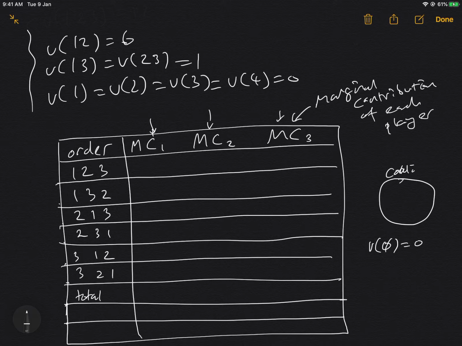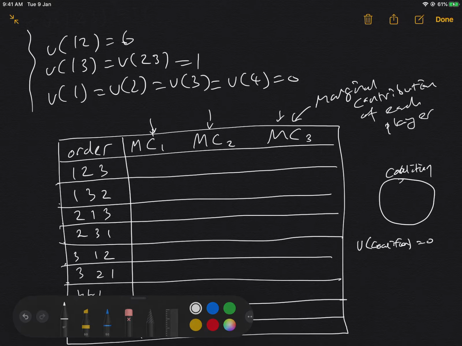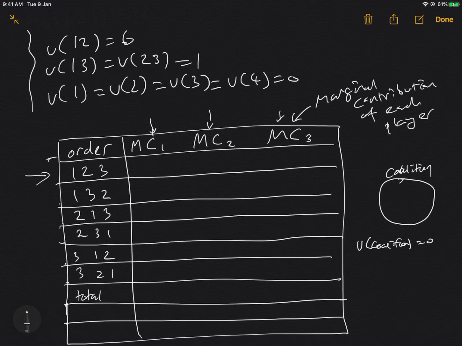So call this coalition, and we're gonna say that at this point, the value of the coalition is 0. Now, according to this order, look at row 1 where we have 1, 2, 3. We're gonna add the first player first. So if we add player 1 into the coalition, the value of the coalition is what? V of 1, which is still 0. So it didn't change anything. So the marginal contribution of player 1 being added to the coalition at this point is 0.